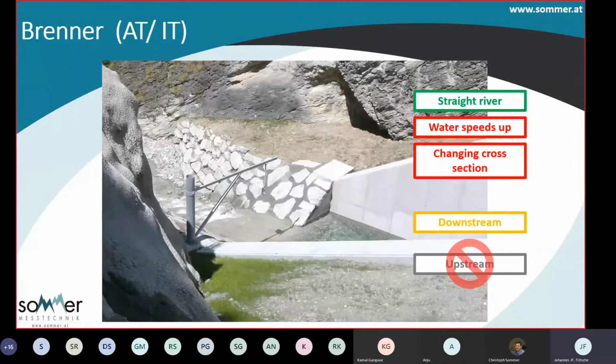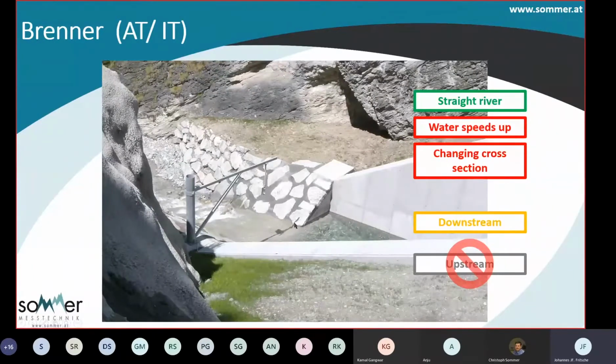What is good on this side is that we have a straight river. That is the good thing about this side. But we have this waterfall here that speeds up the water, and we have a change in cross section from the basin here to the river.